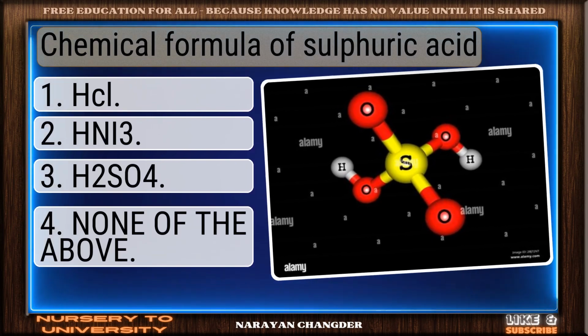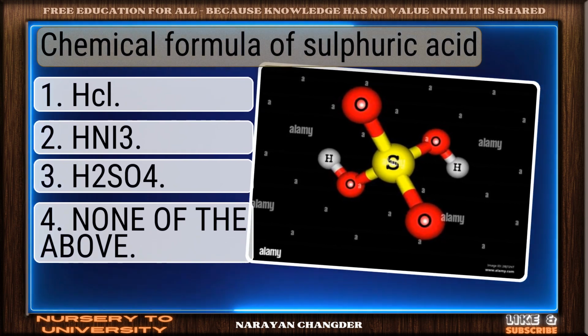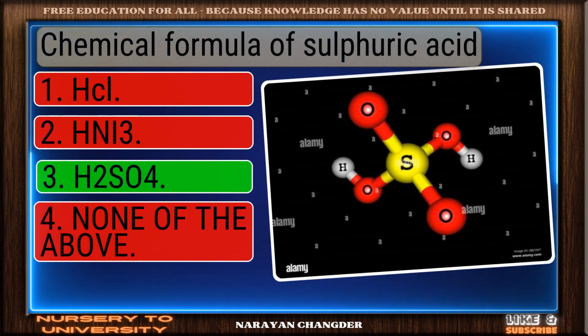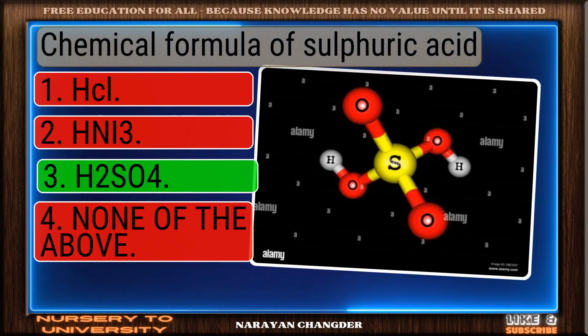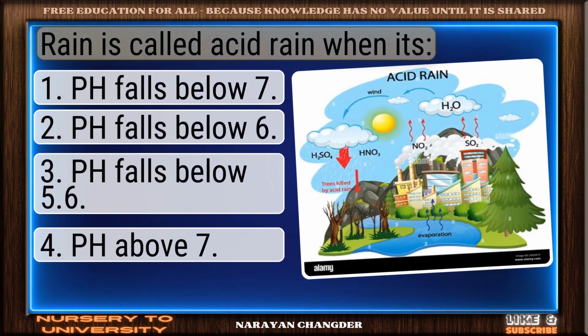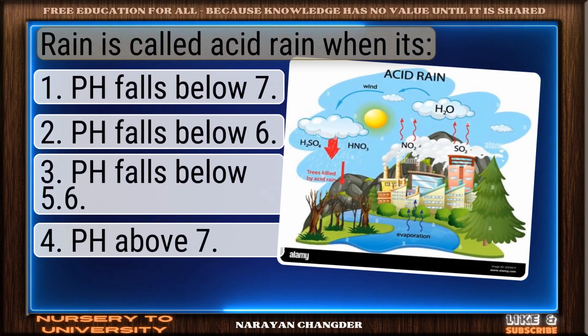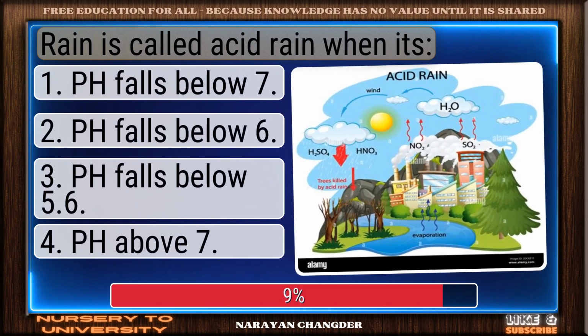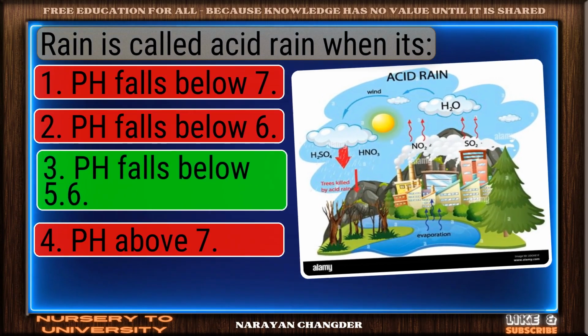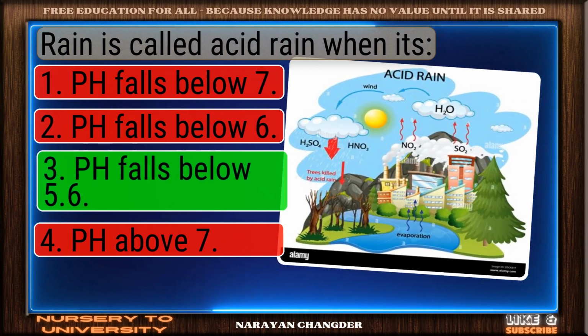Question number 101. Chemical formula of sulfuric acid. Nice work. You chose H2SO4 and it is correct. Question number 102. Rain is called acid rain when its? Great job. pH falls below 5.6 is the accurate answer.